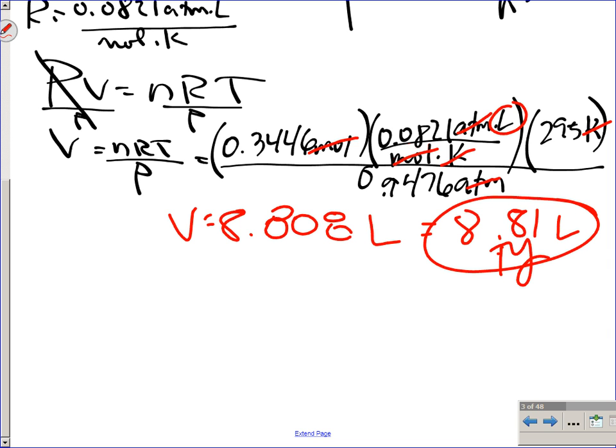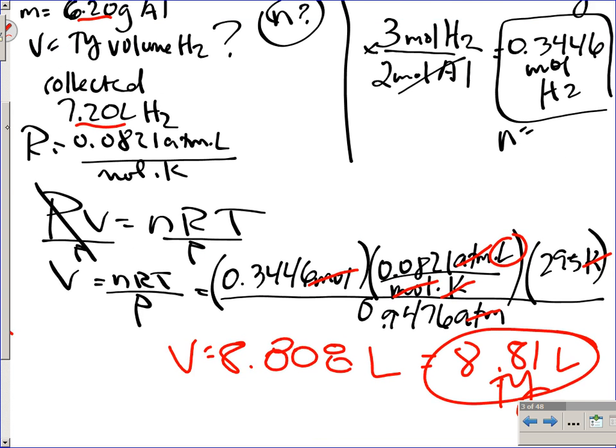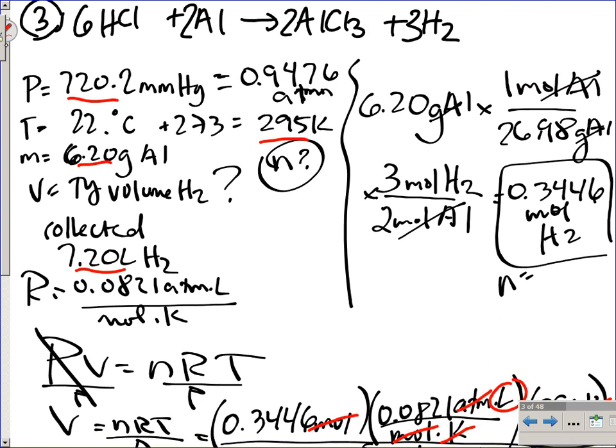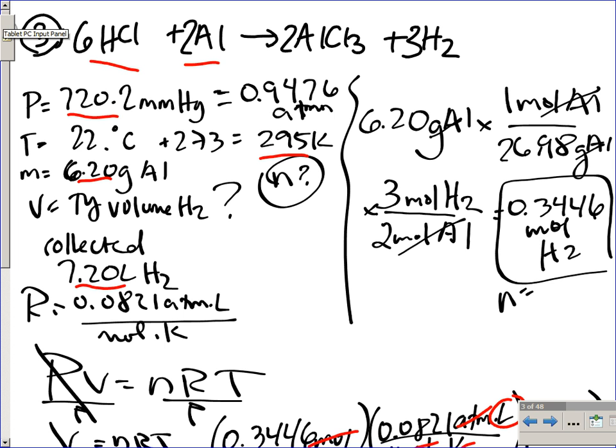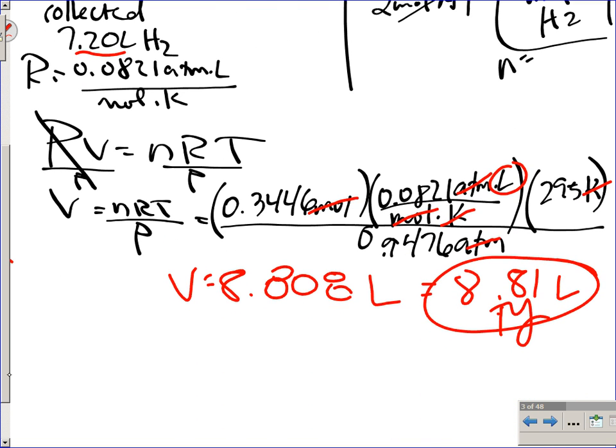Theoretical yield. This is like, if my aluminum perfectly reacted all the way, and that aluminum 100% reacted with the HCl to make that gas, that's how much gas I would make. But what did this person collect?